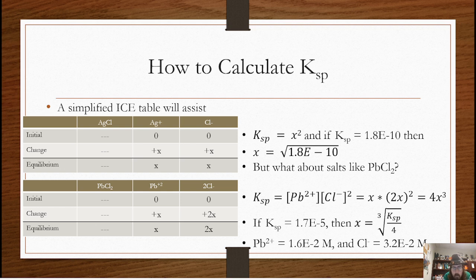However, things get a little bit trickier if you have things that have different coefficients. So lead chloride: when lead chloride dissolves, the Ksp is lead 2 plus times chloride squared. But when we write the ICE table, for every 1 lead chloride that dissolves, we get 1 lead and 2 chlorides. And so it becomes x and 2x respectively. So x times (2x) squared becomes 4x squared times x, which is 4x cubed. So we have to solve by dividing Ksp by 4 and then cube rooting to get the concentration for lead, remembering that chloride is still double that. So 1.6 times 10 to the negative second and 3.2 times 10 to the negative second would dissolve. Not a ton, but some would.